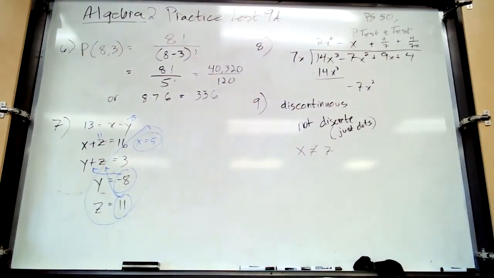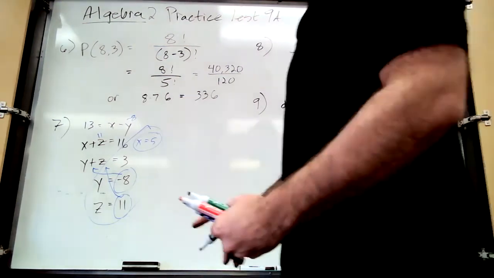All right. If it asks for the y values of discontinuity, what's the y value? 5. Right? If it asks for both, it'd be 7, 5.